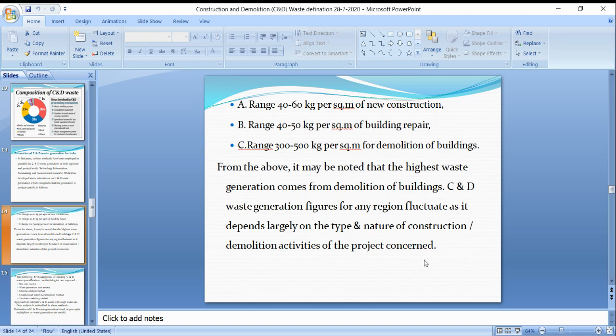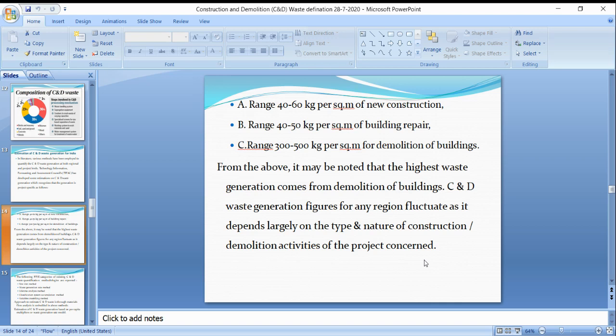So at the time of construction, we are not getting that much waste, but at demolition we are getting 300 to 500 kgs per square meter. Construction and demolition waste generation figures for any region fluctuate, as they depend largely on the type and nature of the construction and demolition activities of the project concerned. So how have they estimated how much waste is generating?